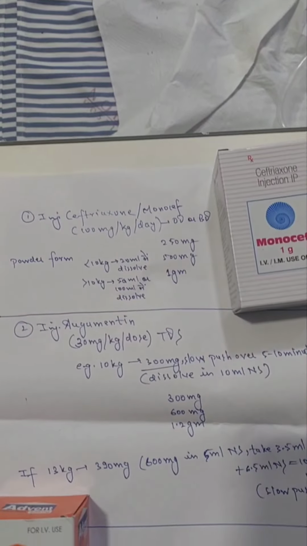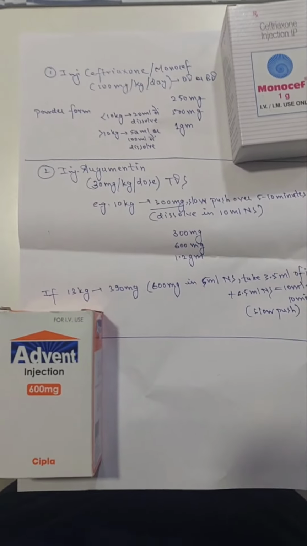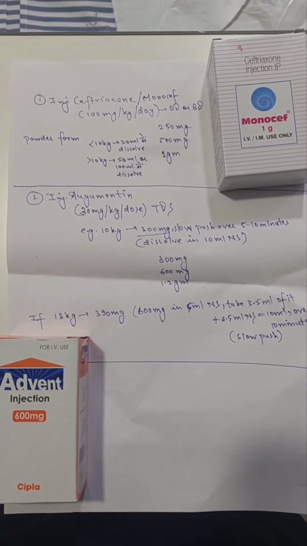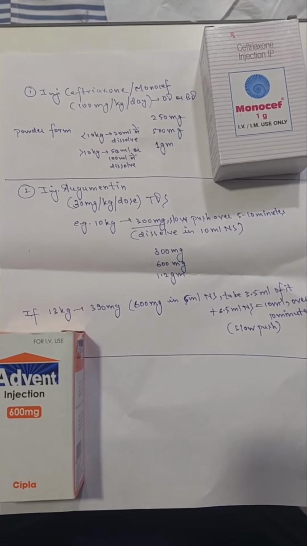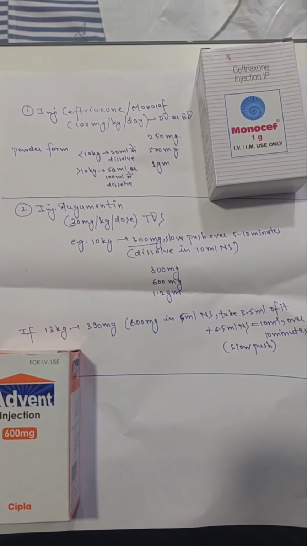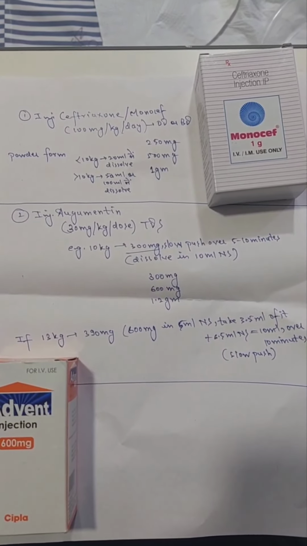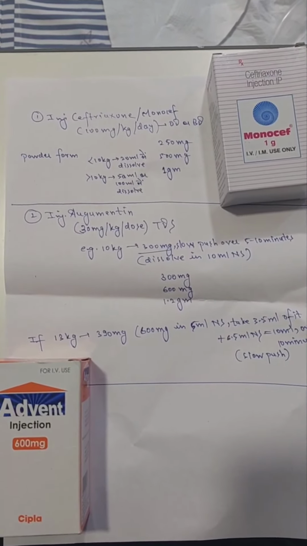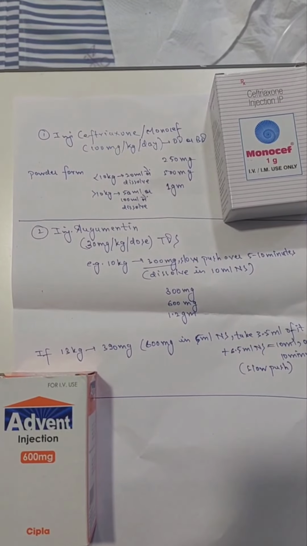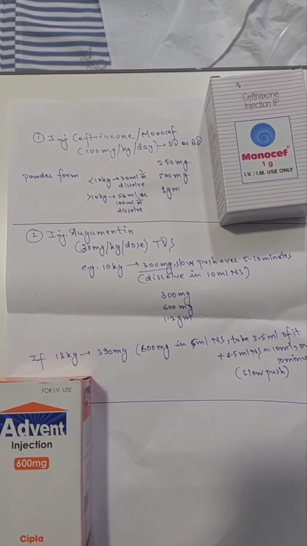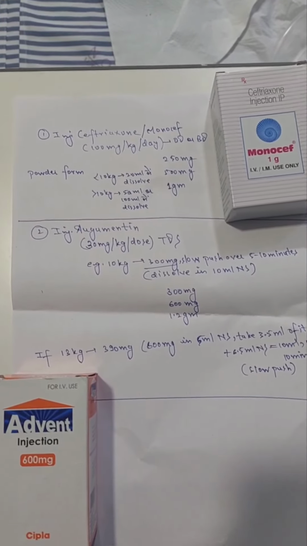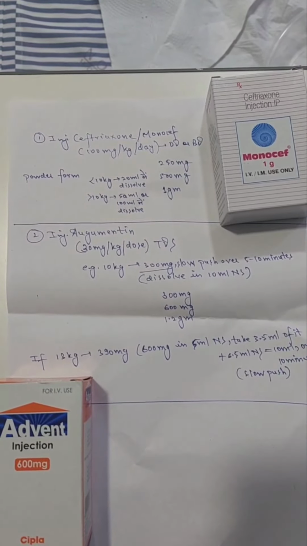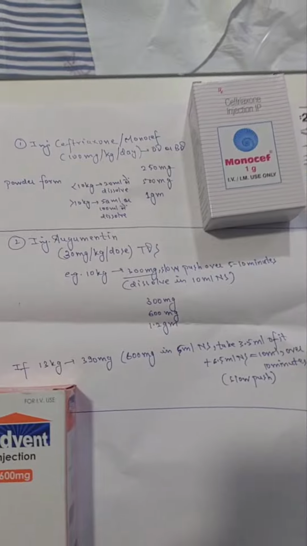And the dose of ceftriaxone, which comes with the brand name Monosafe, is 100 mg per kg per day, and it can be given OD or BD according to the weight of the patient. And it comes in the preparation of 250 mg, 500 mg and 1 gram as well. So for less than 10 kg, we dissolve in 20 ml and give to the patient. For more than 10 kg, we can dissolve it in 50 ml and 100 ml, and we can give for 30 minutes or 1 hour.